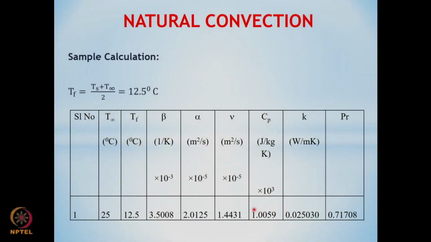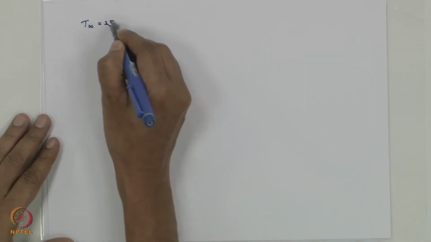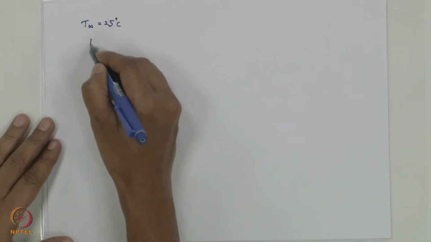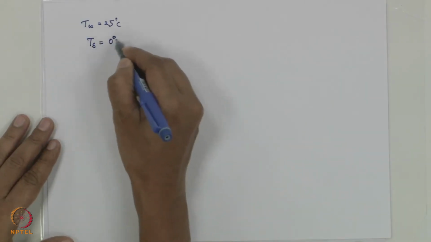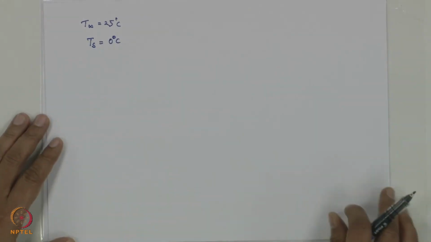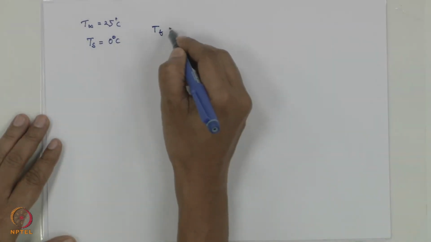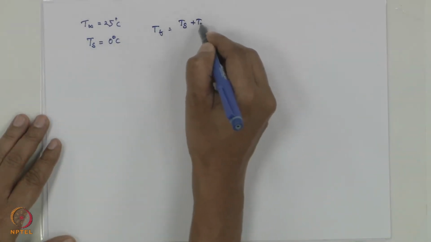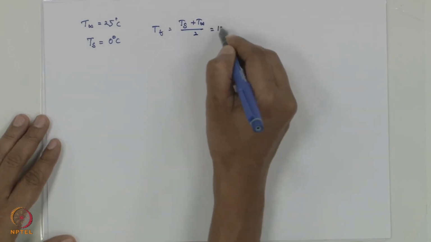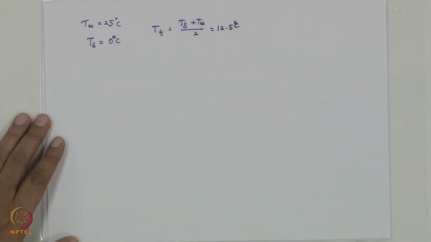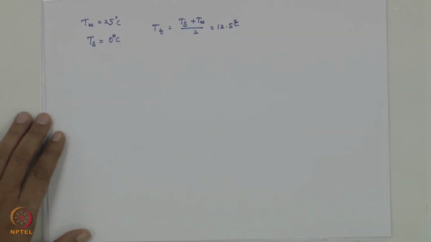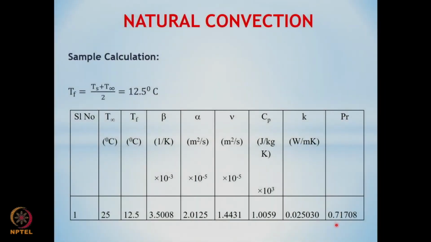These are my sample calculations, that is, these are the properties. T infinity is 25 degrees Celsius, and Ts, for the ice I don't have to measure, that's why I have chosen the ice at 0 degrees Celsius. Film temperature Tf is Ts plus T infinity by 2, 12.5 degrees Celsius. At 12.5 degrees Celsius, all these properties, alpha, nu, Cp, K, Prandtl number are put.